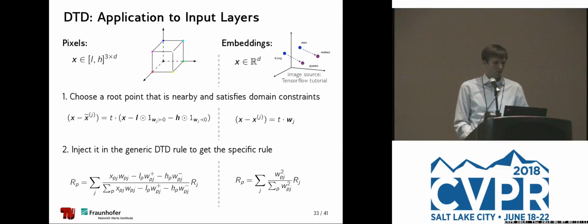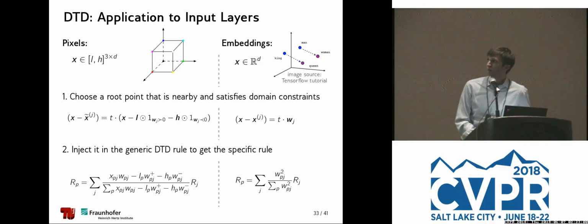So what we can do is choose a dedicated root point. And here, basically, how will we choose it? We will choose it in the corner of the color cube opposite to the neuron weight. Which means that if we have a detector for blue, we will try to take our data point and make it look like orange or yellow. And if we inject this into the generic deep Taylor decomposition rule, then we get something else that we call the box rule or the beta rule, depending on the paper.